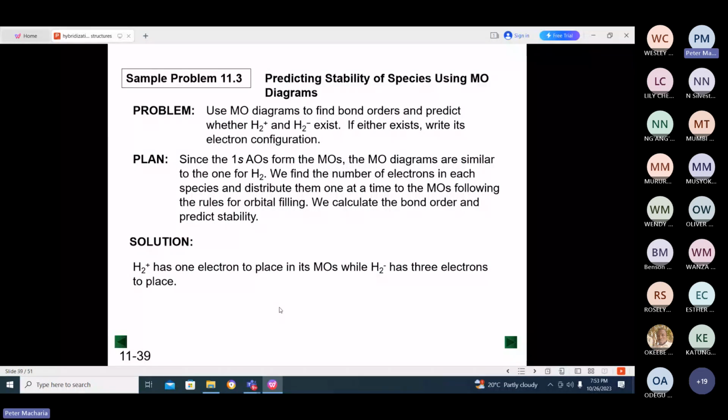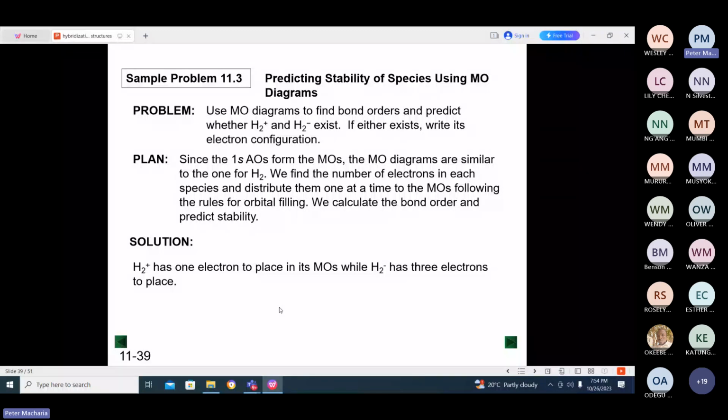So you're predicting the stability of species using a molecular orbital diagram. Use the molecular orbital diagram to find bond orders and predict whether H2+ and H2- exist. If either exists, write its electronic configuration. Plan: how do you predict? Since the 1s atomic orbitals form the molecular orbitals, the diagrams are similar to the one for hydrogen. We find the number of electrons in each species and distribute them one at a time to the molecular orbitals, following the rules of orbital filling. We calculate the bond order and predict stability.